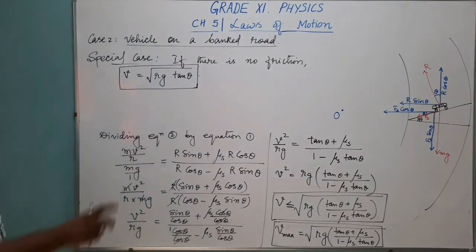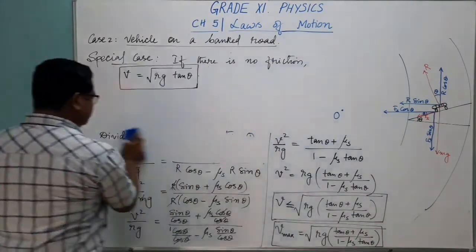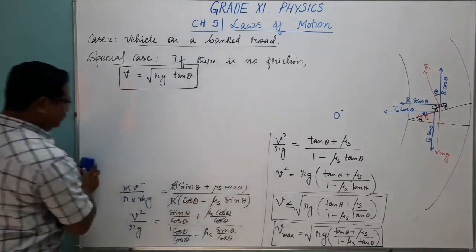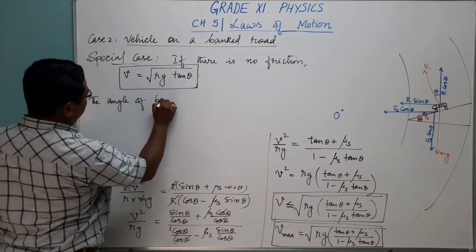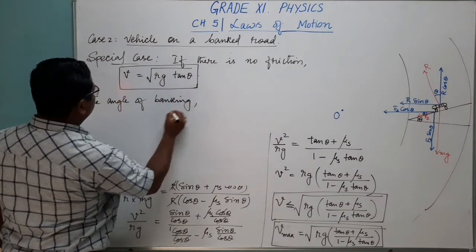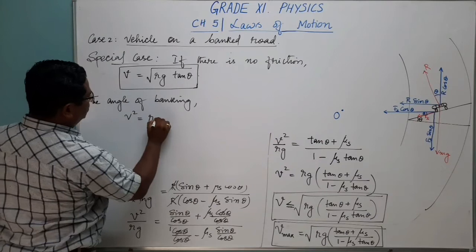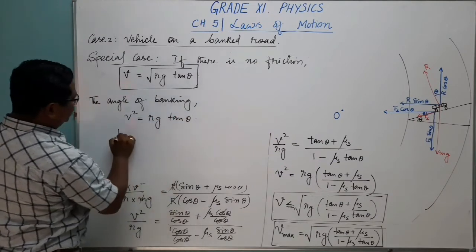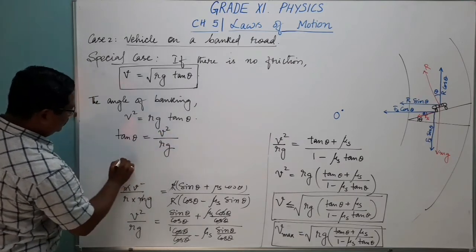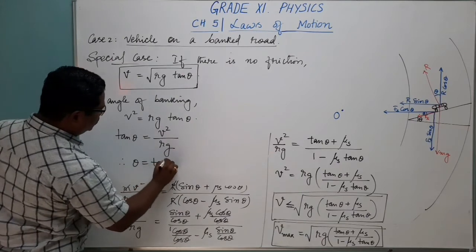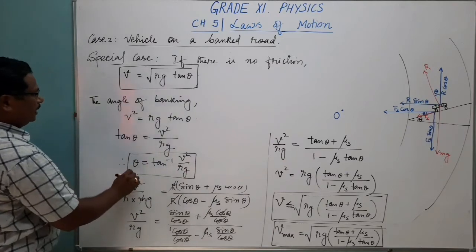Now the angle of banking, this theta, you can also find out from here. To find the angle of banking, squaring on both sides, v square you will get rg tan theta, and tan theta will give you the angle of banking, v square by rg. Therefore theta is equal to tan inverse of v square by rg. Like this you can find out the angle of banking, theta.